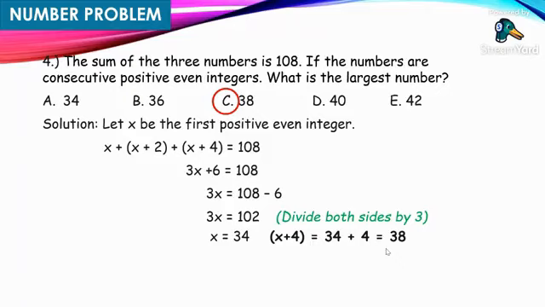Sir Michael, you answered 35, 36, and 37. These numbers po are not even integers. So yung tinatanong po is consecutive, positive, even integers. So the largest po is 38. Okay, or the largest number is 38.